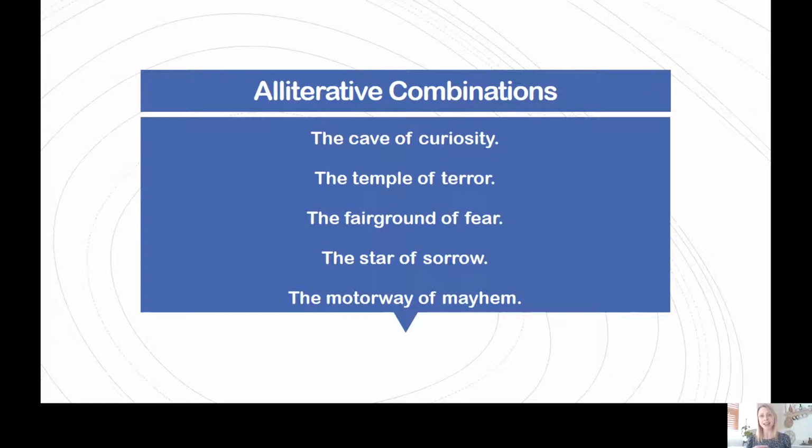Some of you might like to experiment with alliteration. It would be really nice to see some of you challenging yourselves with this as well. So the cave of curiosity. So you've got your place, your cave, and your abstract noun, your curiosity, both starting with the same sound. The temple of terror, the fairground of fear, the star of sorrow, the motorway of mayhem. So again, I've just tried to include another device that I know can make my writing more powerful, make my writing really stand out.